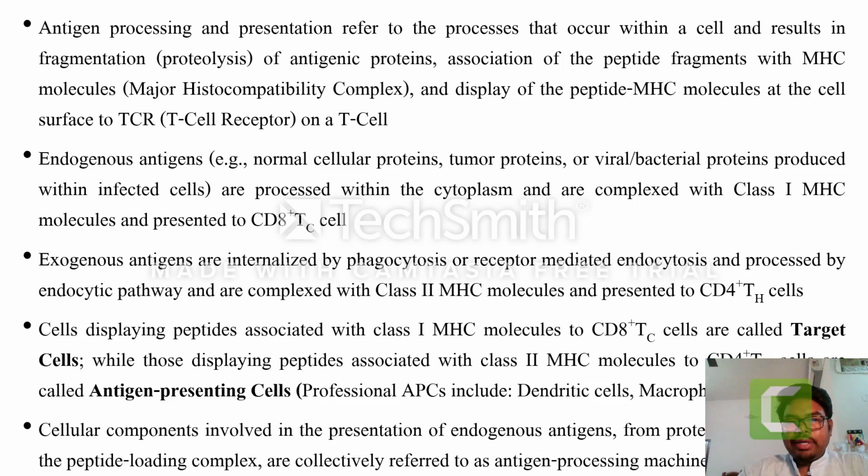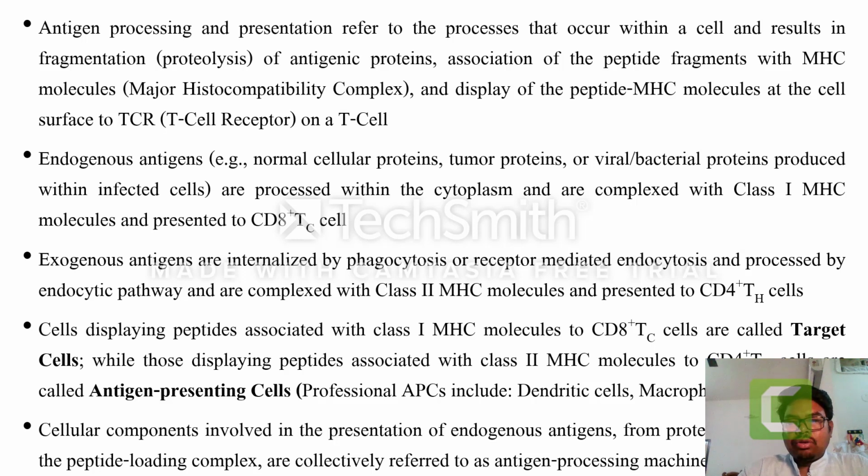Antigens at this point are of two types: endogenous antigens and exogenous antigens. Endogenous antigens arise within the cells and are actually normal cellular proteins, tumor proteins in case of a tumor cell, or viral or bacterial proteins in case of virus or bacteria infected cells. These are processed within the cytoplasm and are complexed with class 1 MHC molecules and presented to TC cells.